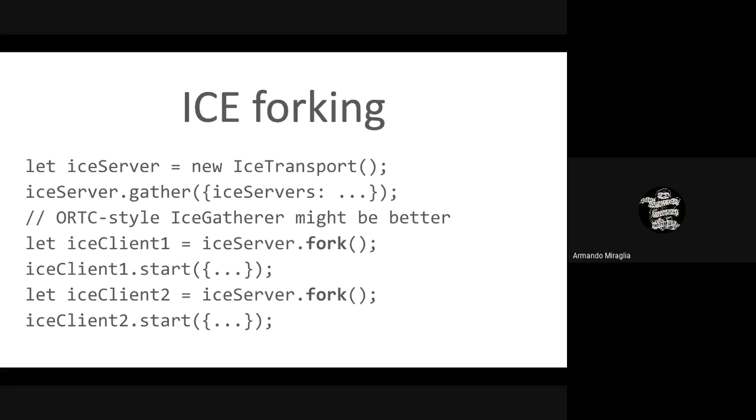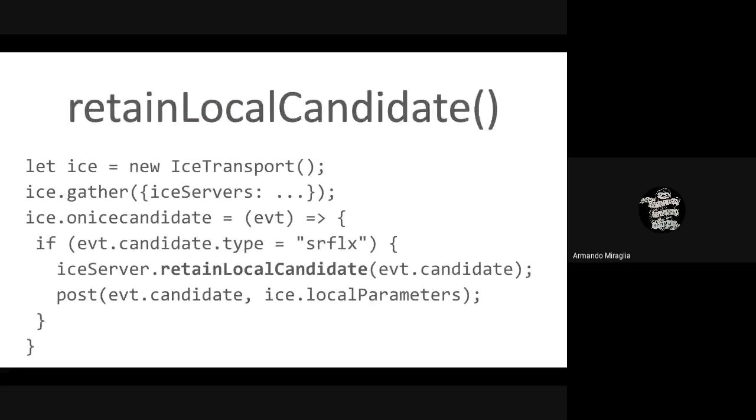Okay, next slide. So here's an example of how the ICE forking would work. You would create a new ICE transport and treat that like an ICE server. You gather candidates, and then when you needed to, you would call fork, and that would give you back a transport to the other side that you can call start on. So you could have multiple transports. I should have said transport instead of client. But anyway, the initial thing would never connect to anything. We just treat it like a server that you fork from. And then retain local candidates, just like FlexSize that I presented a while ago, where once you get a server flexible candidate, you'd say, okay, retain that one, keep it on.